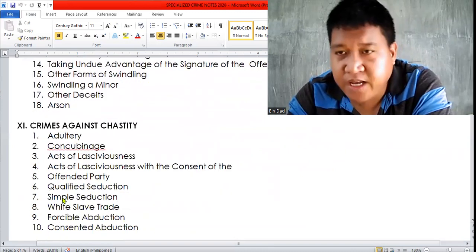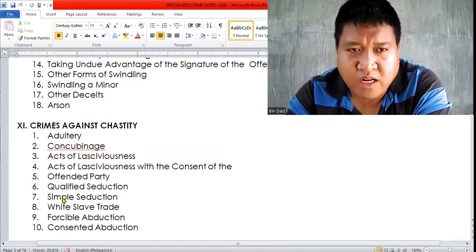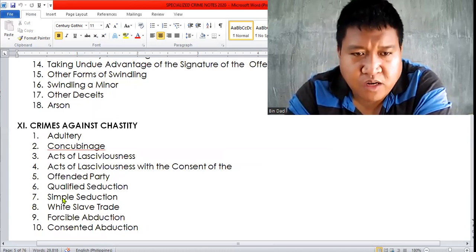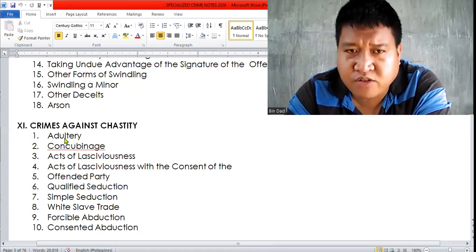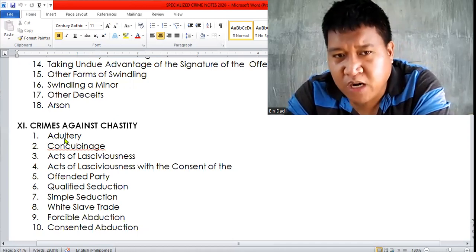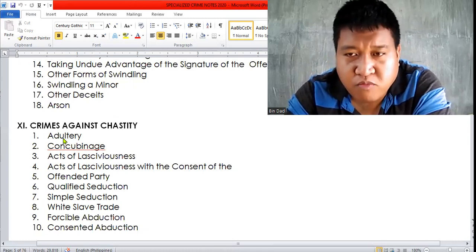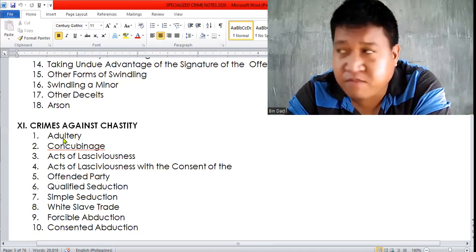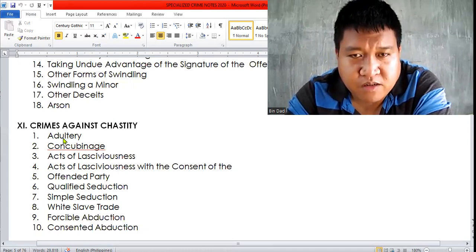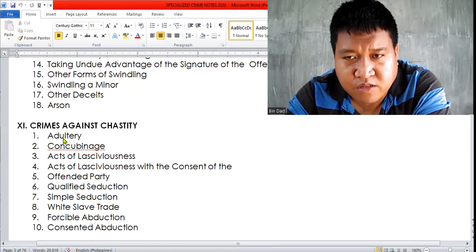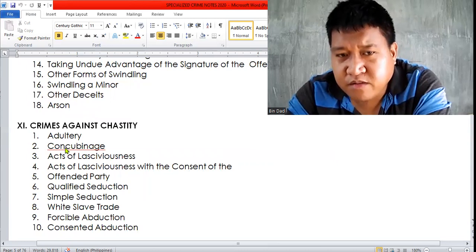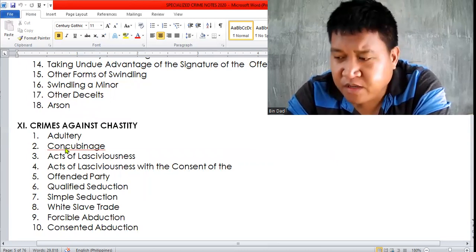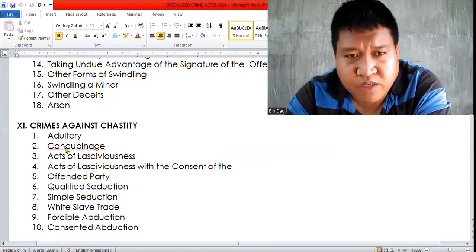Then crime against chastity, no, the pureness, holiness of a person, especially women. Yeah. Adultery or pureness of action, no, holiness of action. There are things that must be treated morally. Yeah. So adultery, commonly committed by a woman who will have a sexual affair with another man who is not her husband. Concubinage is committed by a man, no? Pag nag-uwi ka ng ibang babae sa bahay niyo at binahay mo, that is concubinage.